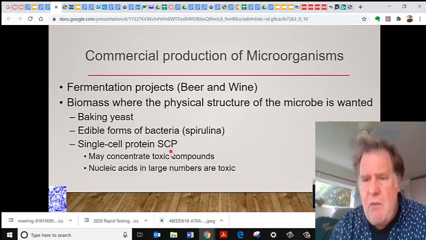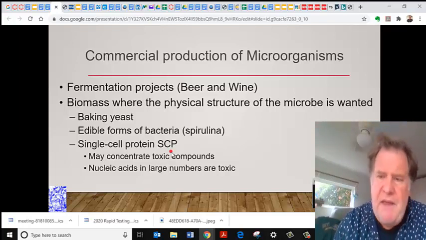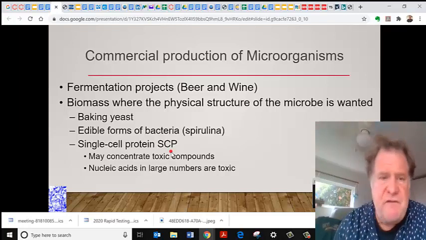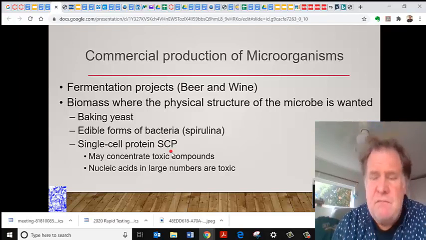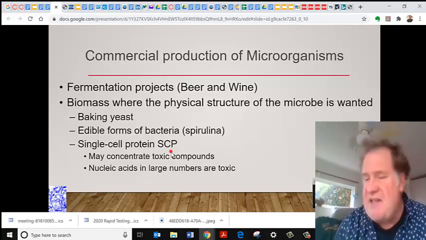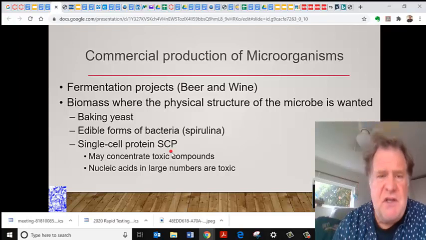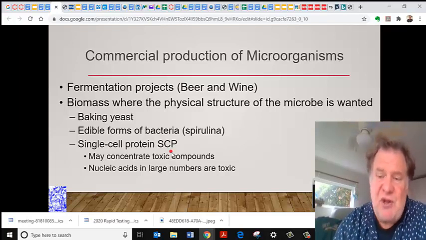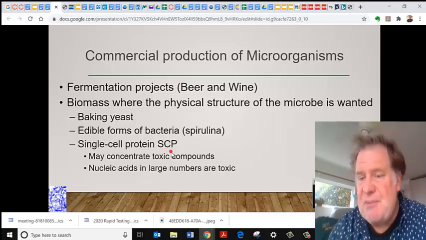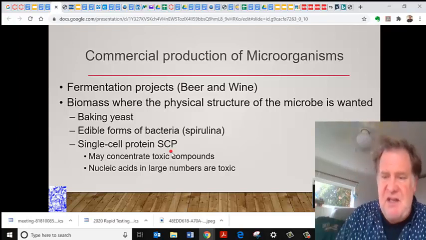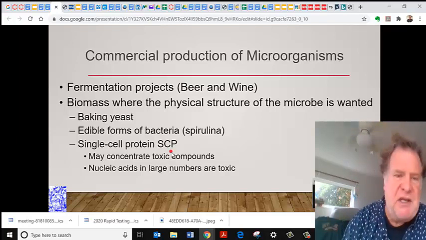We also can make what we call single-cell protein. That is, bacteria can be a source of protein. But the trouble is they tend to concentrate toxic compounds. And so back in the 70s when we had lots of petroleum, we were actually using petroleum to make single-cell protein, and it was actually concentrating some of the toxins from in there.